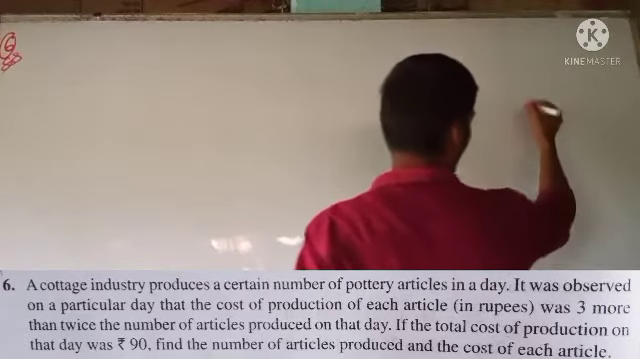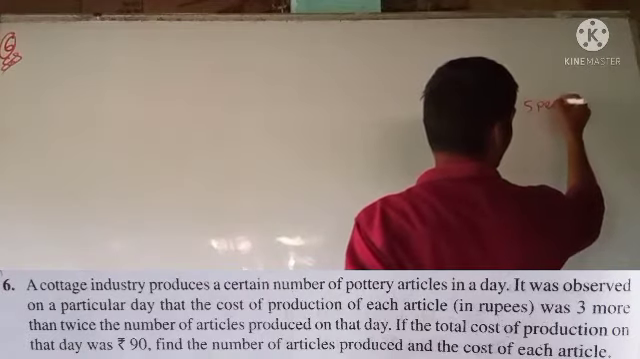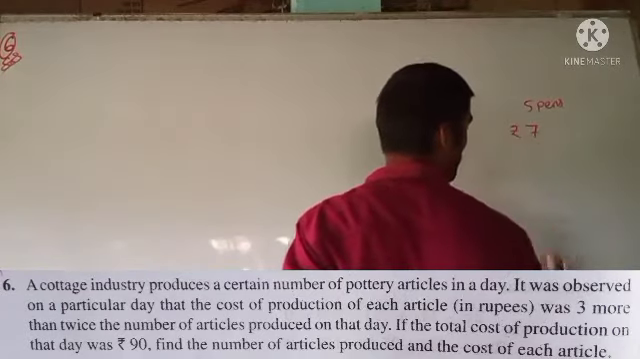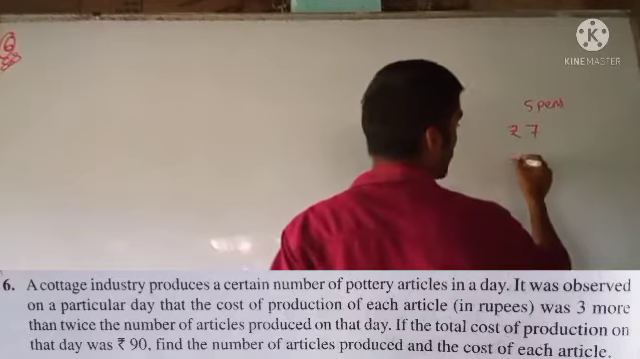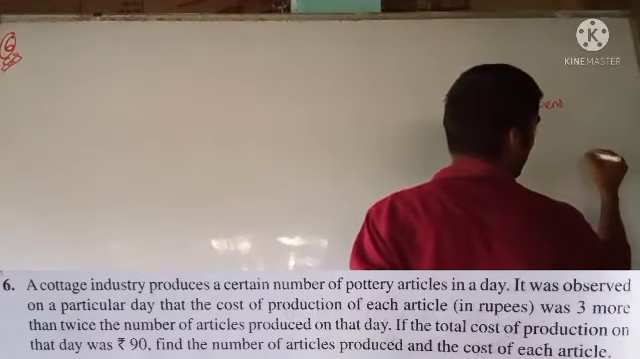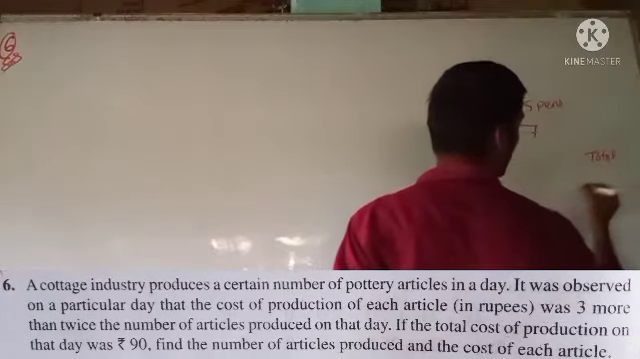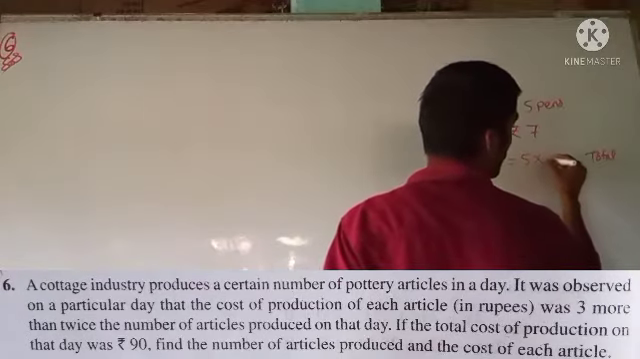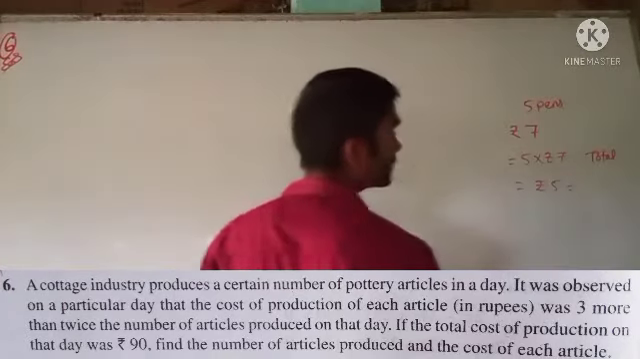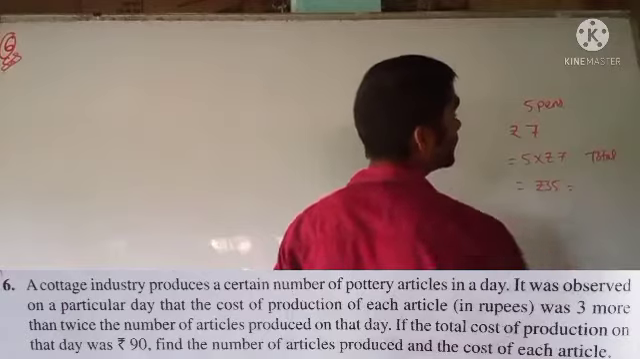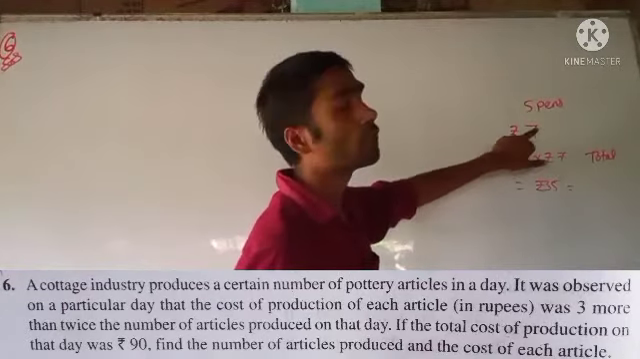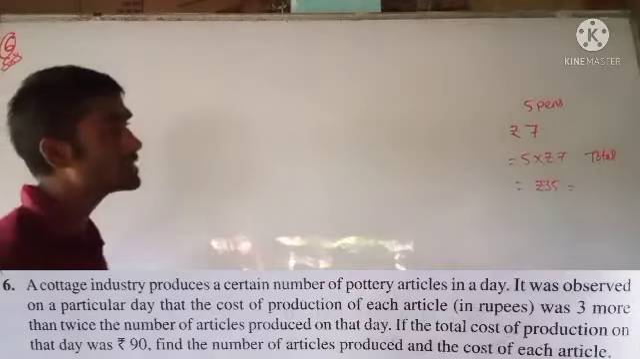Now here, let me show you an example. Suppose you are buying 5 pens and the cost of 1 pen is rupees 7. If the cost of 1 pen is rupees 7, then what will be the total amount you will have to pay? That means the total you will have to pay is 5 into rupees 7, that means rupees 35. That is the total amount you will have to pay in order to get 5 pens at the cost of rupees 7 for 1 pen.